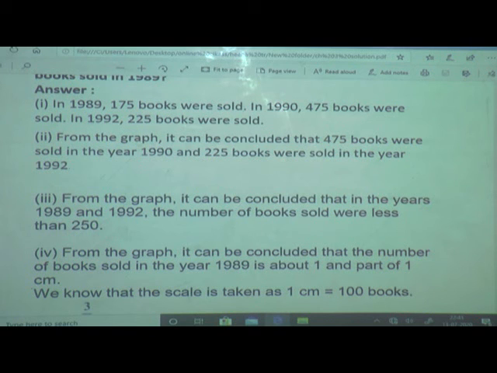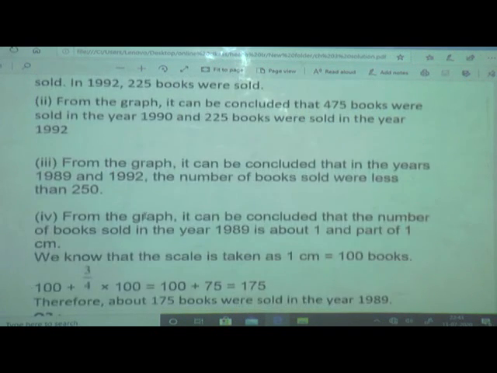From the graph, it can be concluded that in the years 1989 and 1992, the number of books sold was less than 250. So in which years were the books sold less? That is, less than 250 books were sold. So that is the years 1989 and 1992.